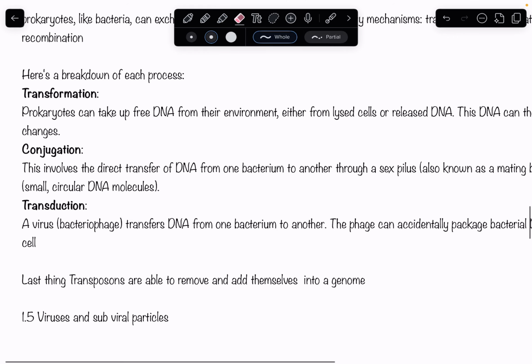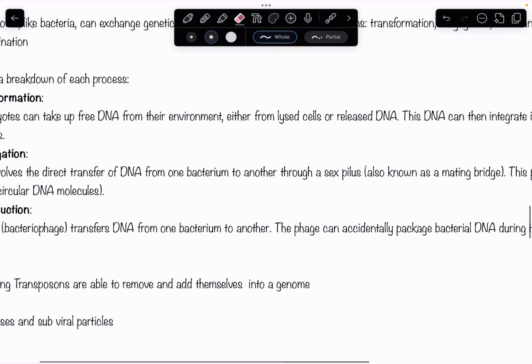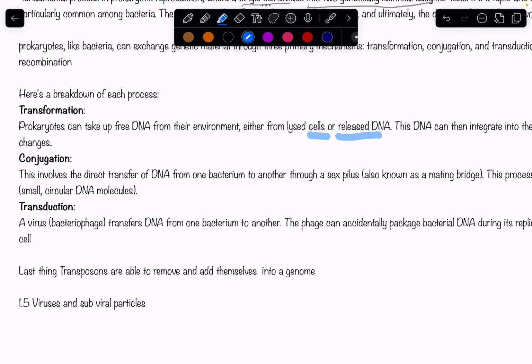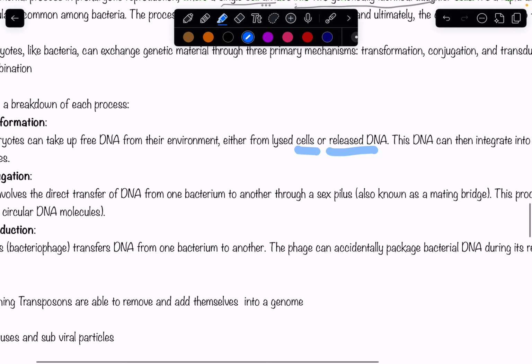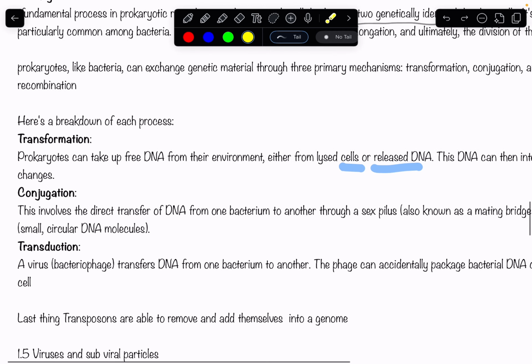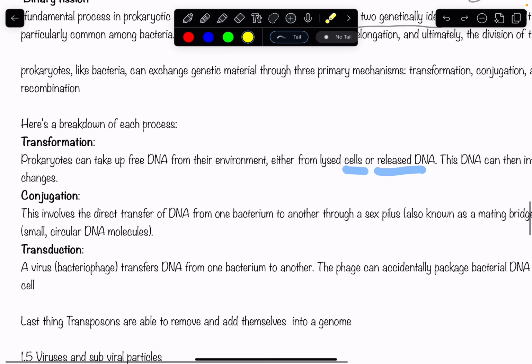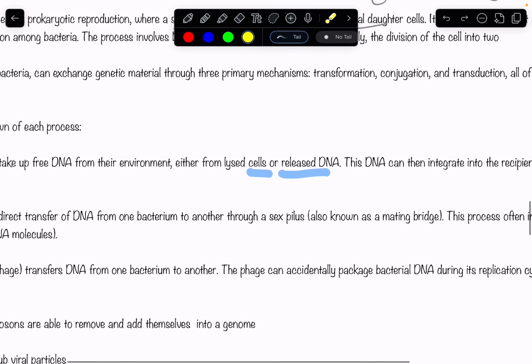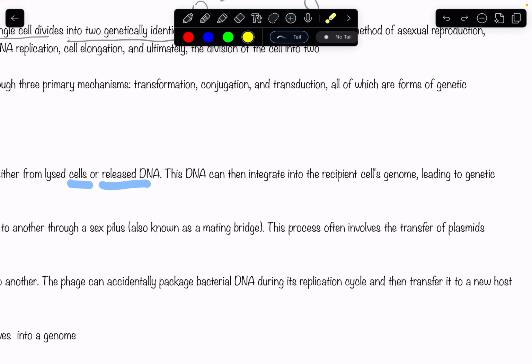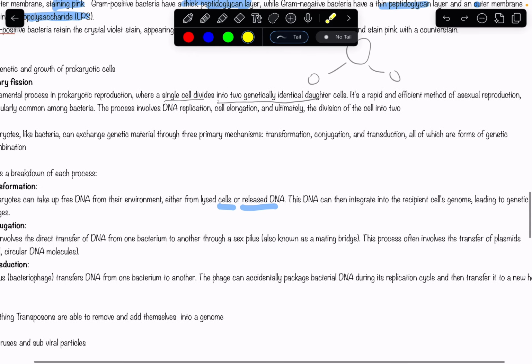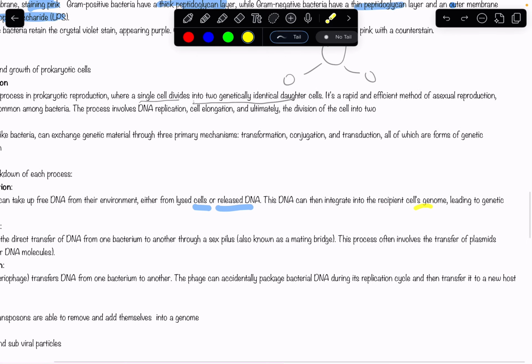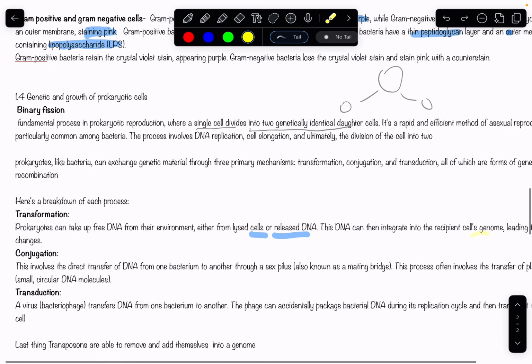Prokaryotes can take DNA from their environment, either from lysed cells or released DNA. When a cell lyses, it pretty much blows up and leaves a bunch of stuff all over the place, and then the prokaryotic bacteria can take that DNA. This DNA can then be integrated into the recipient cell genome, leading to genetic changes.